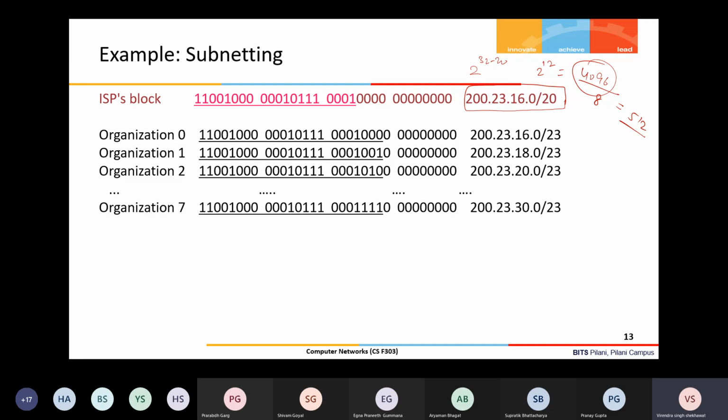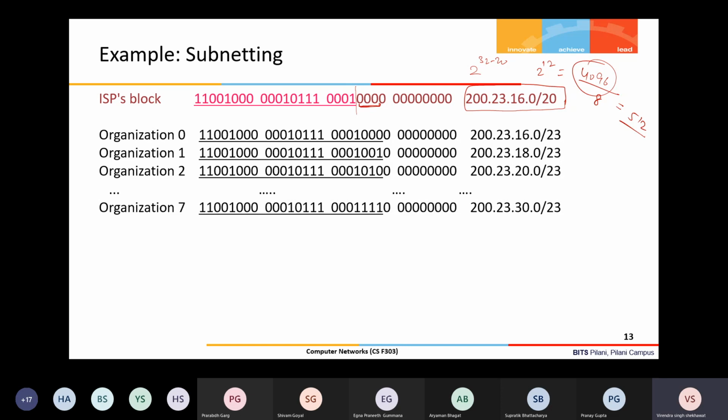So this is one way we look at it: this larger block will be divided into 8 smaller chunks. Now 8 organizations are there. To uniquely identify each organization, how many bits of the address will be consumed? 3 bits, absolutely right. So the 20 is common for all 4096 addresses, but now the 3 I take for the further division I am doing.